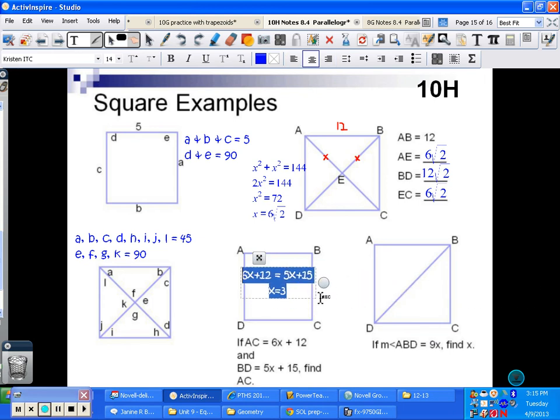Once we do that, we can just plug the x back in to AC, where x is right here. So 3 times 6 is 18 plus 12, and we get AC is equal to 30. So again, not too hard. Here, ABD is 9x. Well, we know that the diagonals of a square bisect the angles, which makes each one of them 45. So it looks like maybe it's a tougher problem, but really it's just 9x equals 45, so x equals 5.